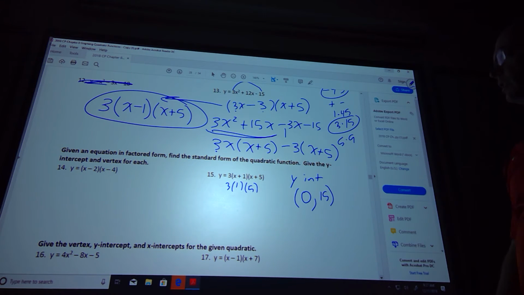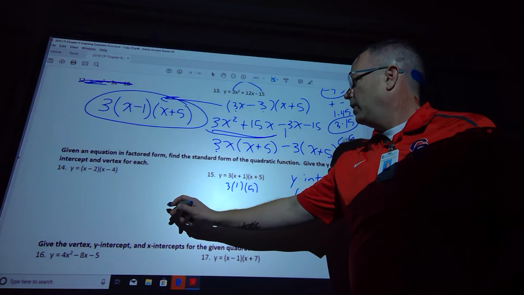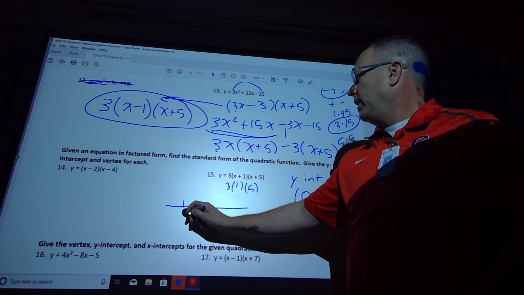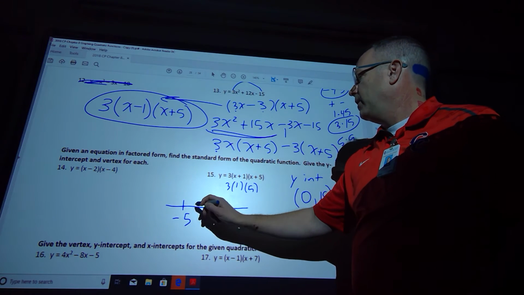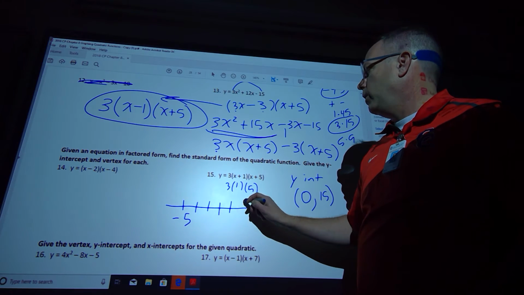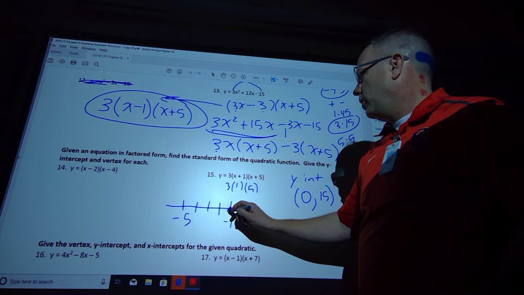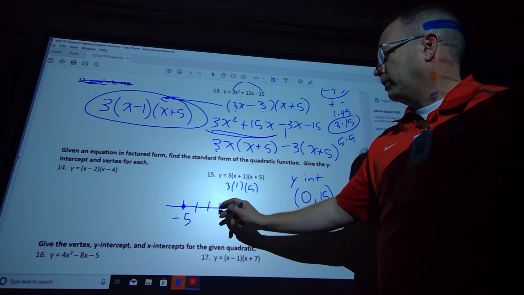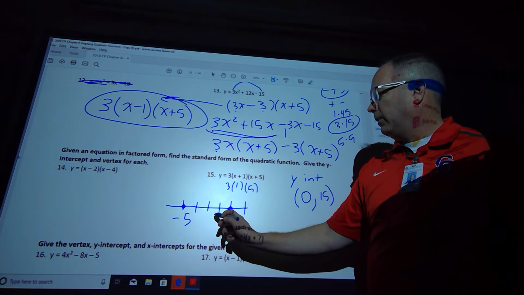And then the vertex, well, the vertex is going to happen. I have negative 5, negative 4, negative 3, negative 2, negative 1, 0. So between these 2 points, the vertex is going to happen, which looks like negative 2, negative 3.